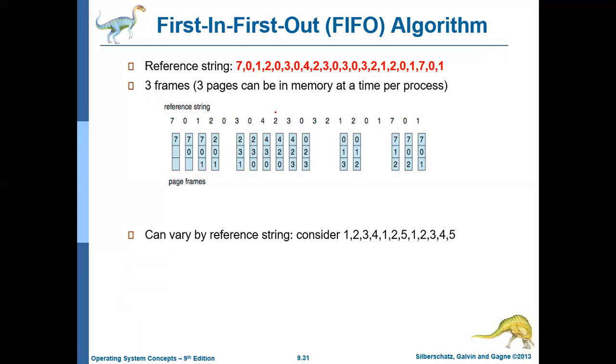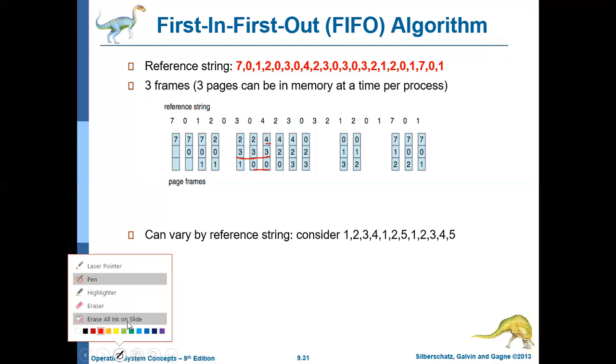And next is 2. 2 is not in the memory. So 2 should replace the one which came first. Out of 4, 3 and 0, which came first? 3 is the one which came first, after that 0, after that 4. So 2 will replace 3.